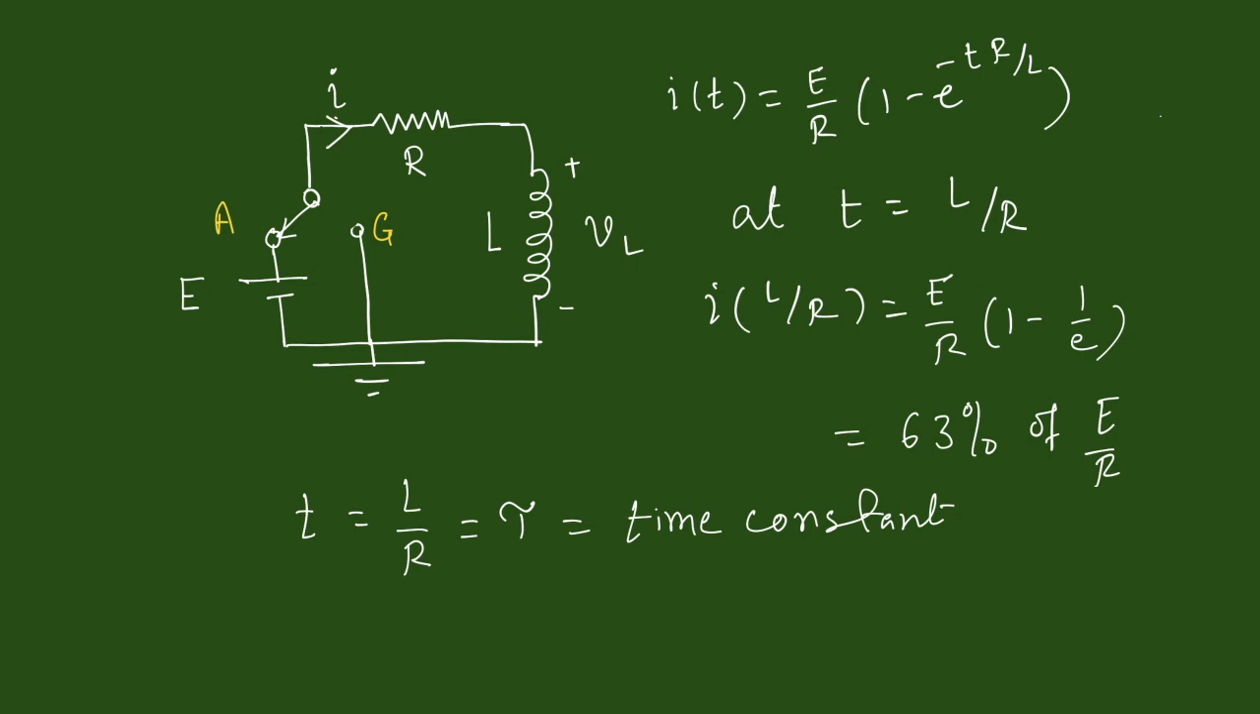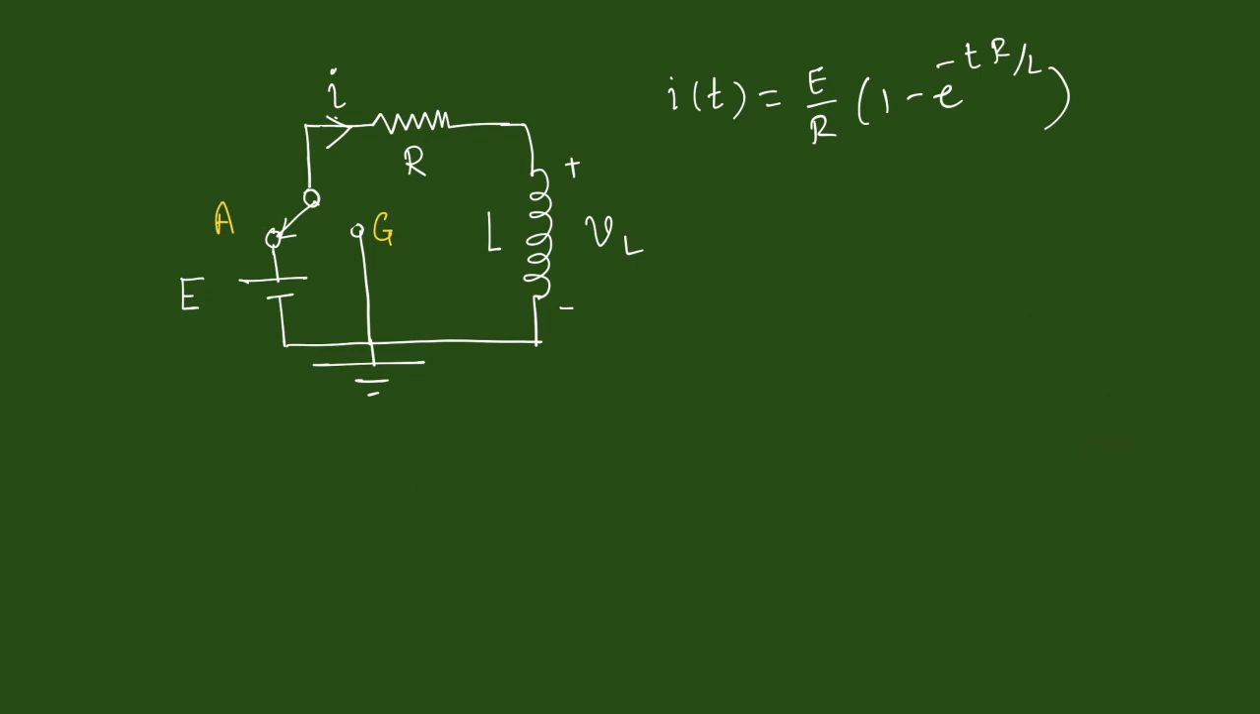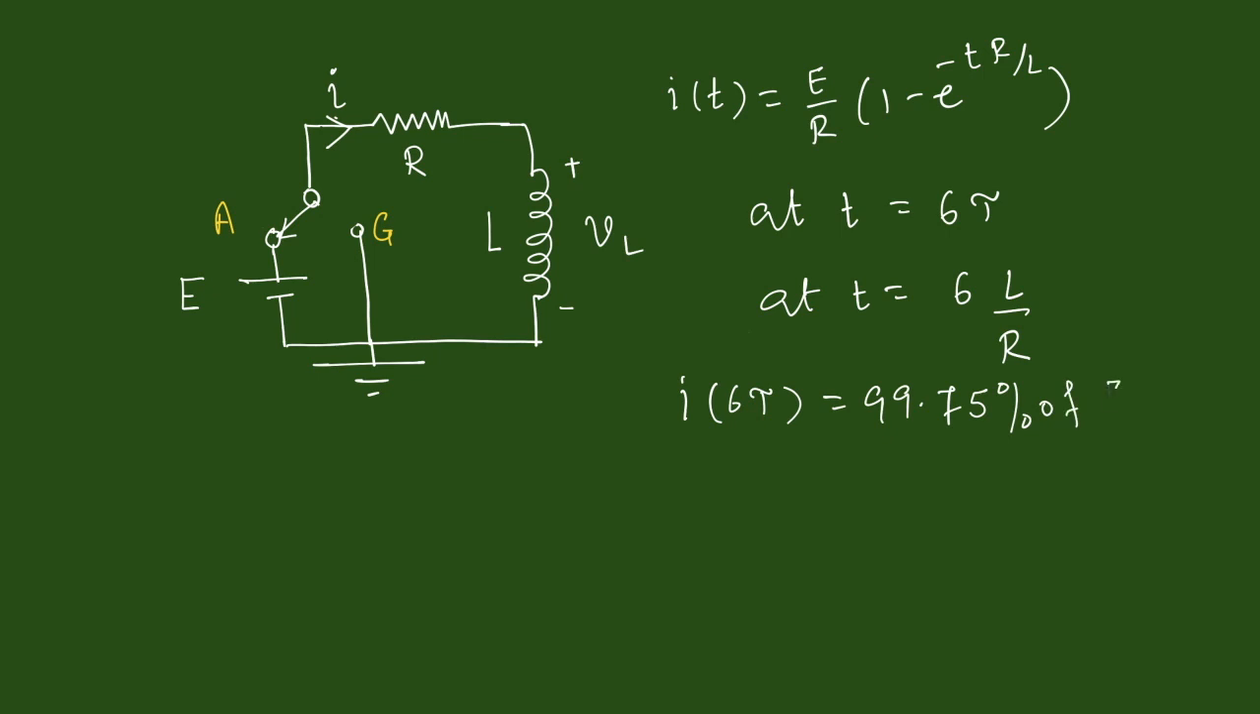The time constant of the LR circuit is thus defined as the time the circuit would take for the current in the circuit to reach 63% of the maximum value, which is equal to E upon R. From the time the switch is shifted from G to A, the current will start increasing exponentially as per the equation given over here, and at time t equal to 6 times tau, that is at t equal to 6 times L upon R, the current in the circuit will be equal to 99.75% of the maximum value, which we can assume as almost equal to a constant value E upon R. Hence, we can say that current in the circuit will take time t little greater than 6 times tau for achieving a steady value, that is E upon R.